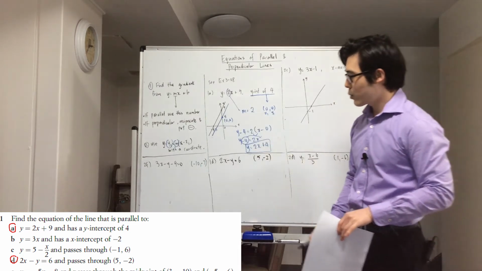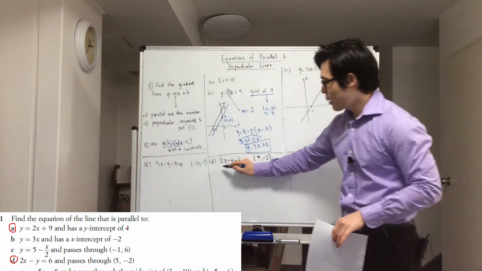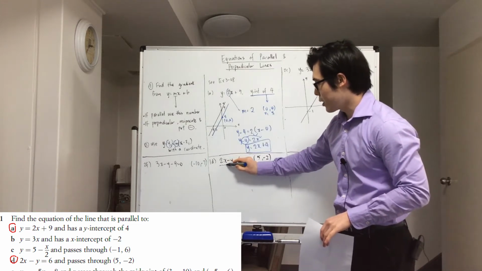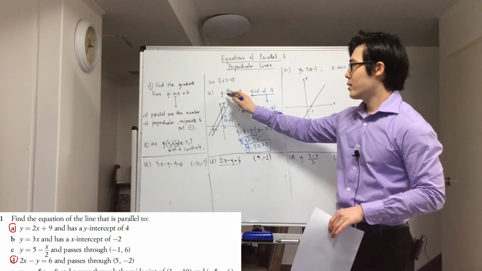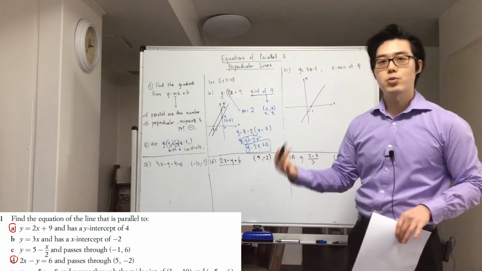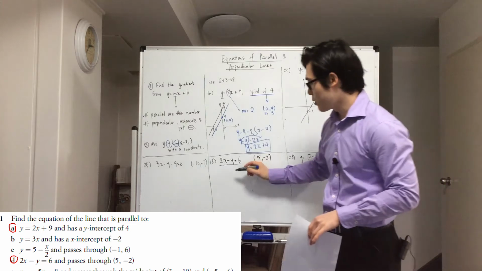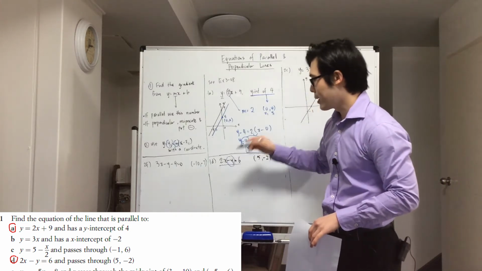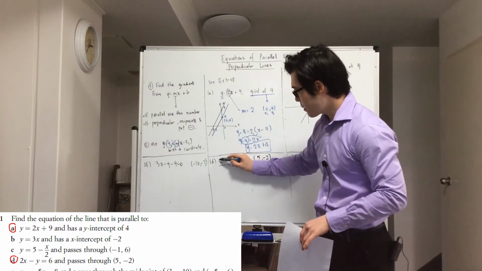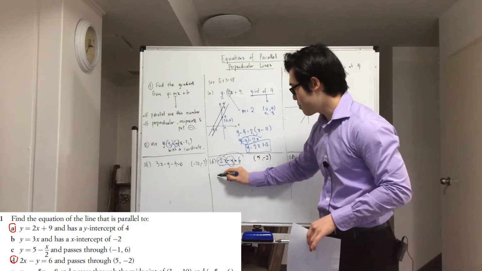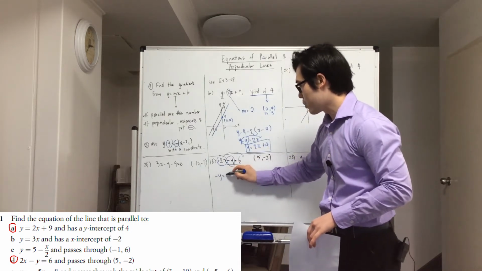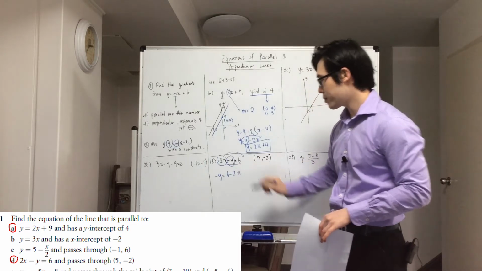So let's do the same thing in question 1D. Now what you'll notice the difference in this question is y is not the subject in this question, okay? Whereas there, y was the subject. So we need to do that in order to find the gradient, okay? So let's do that. So I need to make y by itself. So let's get rid of this plus 2x to the other side. Then that gives me minus y equals 6 minus 2x.